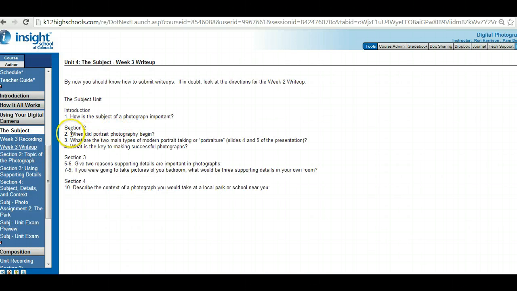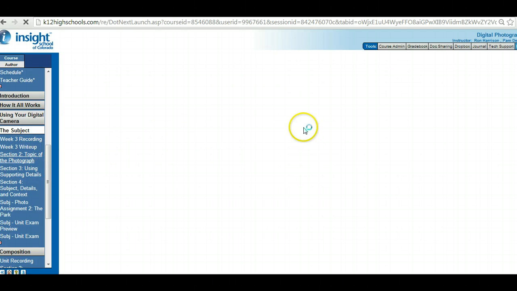In section 2, when did portrait photography begin? What are the 2 main types of portrait taking, or portraiture? And what is the key to making successful photographs? So a little bit about the history of photography.